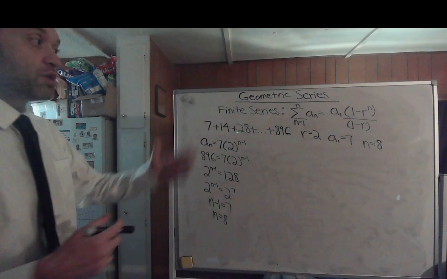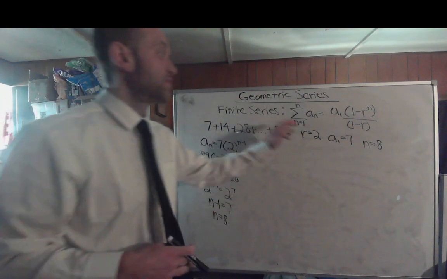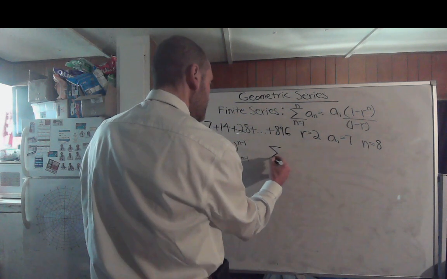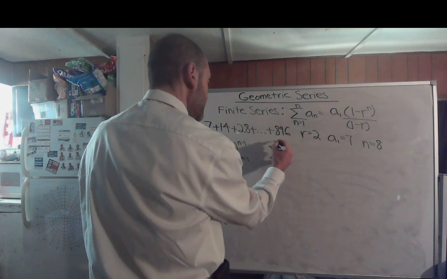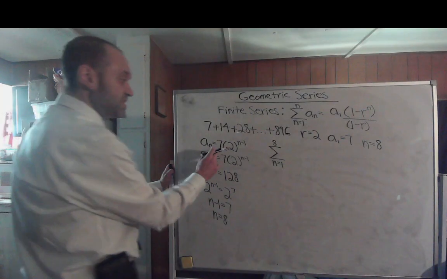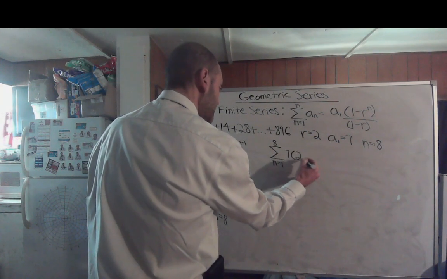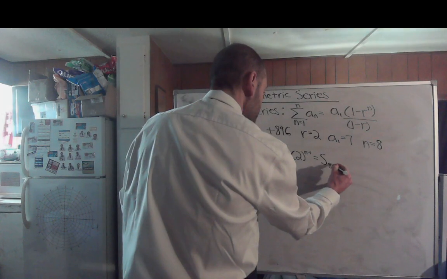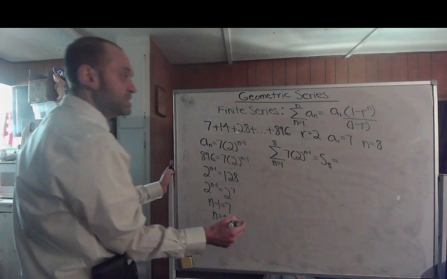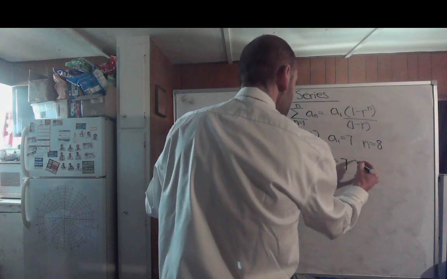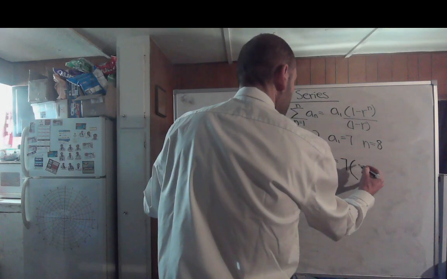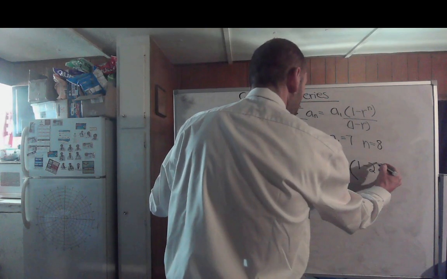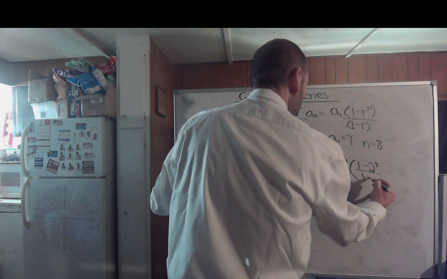So now we also know the number of terms. We can find the sum of this finite geometric series. So the sum of this series from 1 to 8 of this sequence of 7 times 2 to the n minus 1, which can be written as S sub 8 since it's a sum of 8 terms, is going to equal my first term of 7 times the quantity of 1 minus my common ratio of 2 to the 8th power all over 1 minus 2.